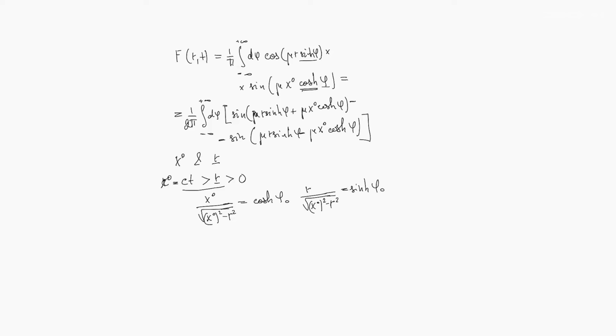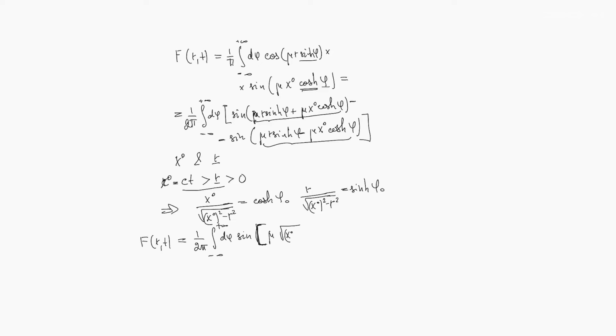of sinhs and coshs into something simple. And indeed, if you do this further change of variables here, then the expression for phi RT takes the following form. This is 1 over 2 pi integral from minus infinity to plus infinity d phi sine. And then under sine, I will get the following. So mu square root of x0 squared minus r squared.